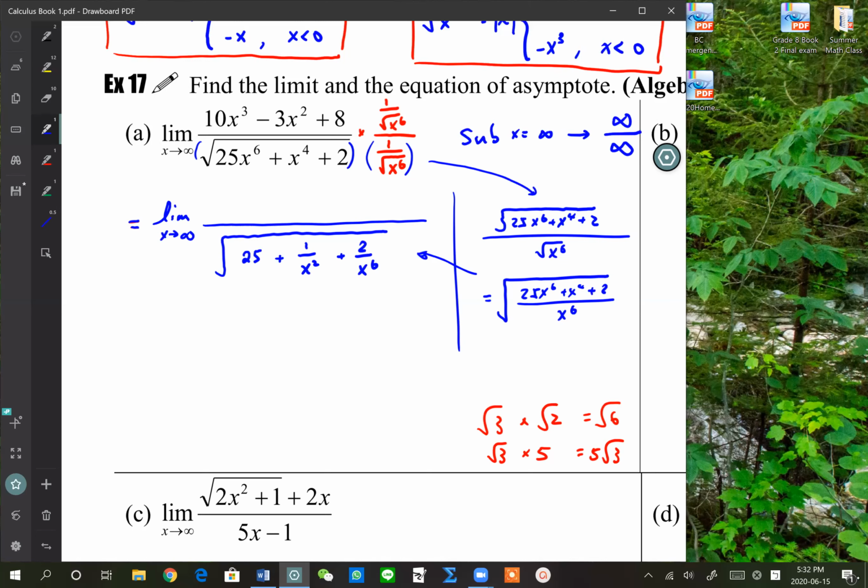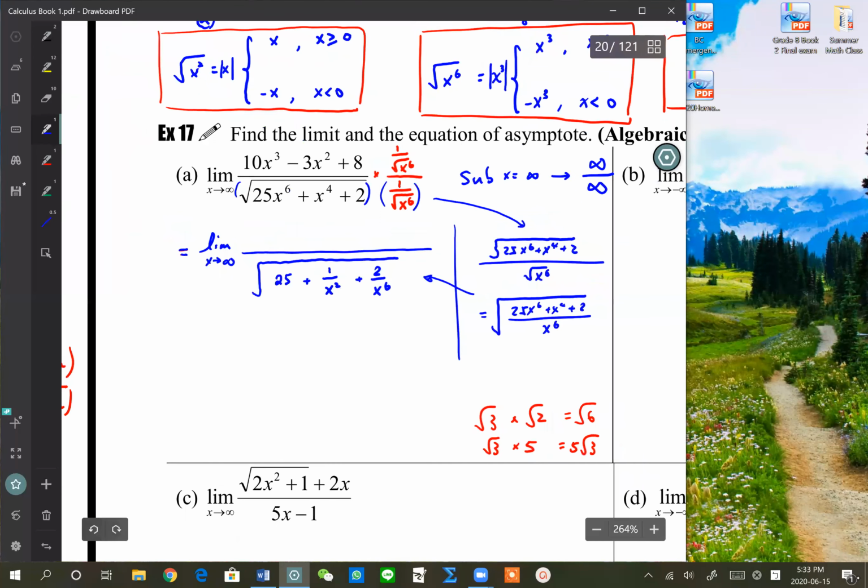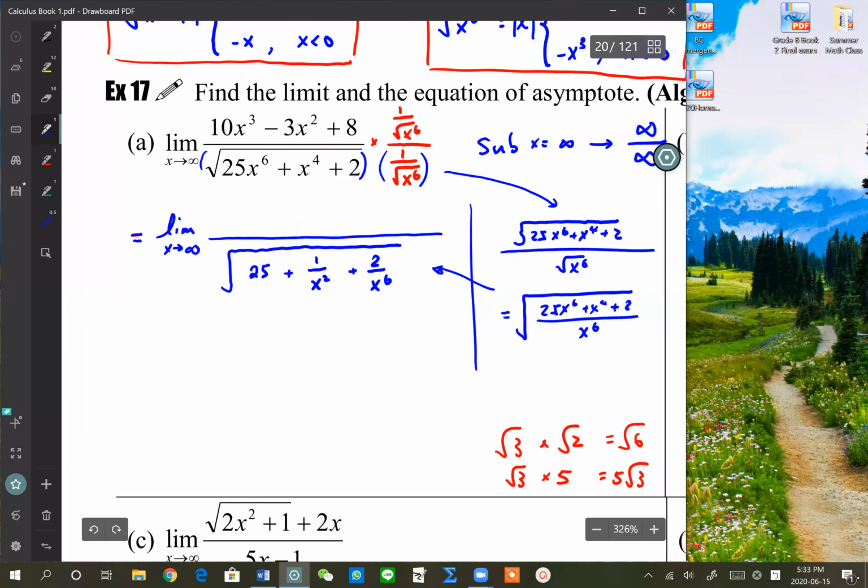Okay, so now for the numerator. The question does not have a square root, so I need to simplify the right-hand side. But now we have the square root of x to the 6. How do we simplify the square root of x to the 6? Jeffy, how do we simplify that one? Which part? The square root of x to the 6 for the numerator.